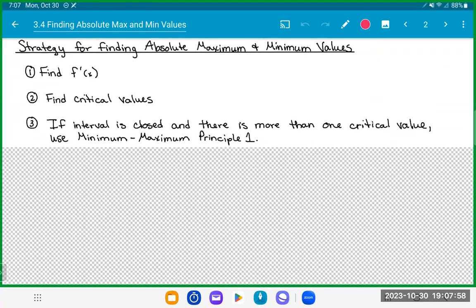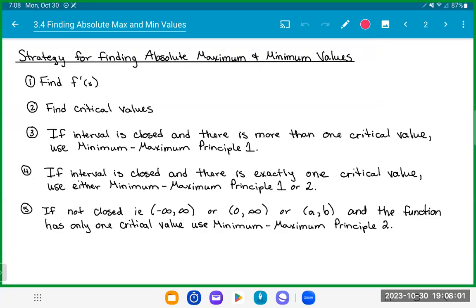And so here I've listed out for you a strategy as to how we would want to go about finding an absolute maximum or minimum, okay? Along the lines of what I mentioned when I was talking about principle number 1, first we want to find the derivative, and then we'll find all the critical values. And now we get to an if statement, right?